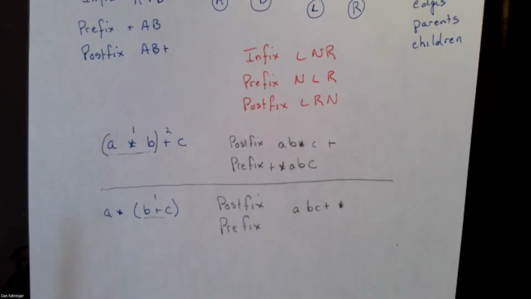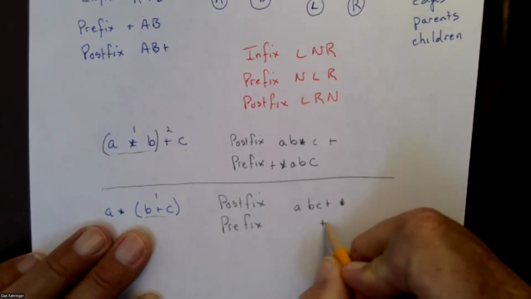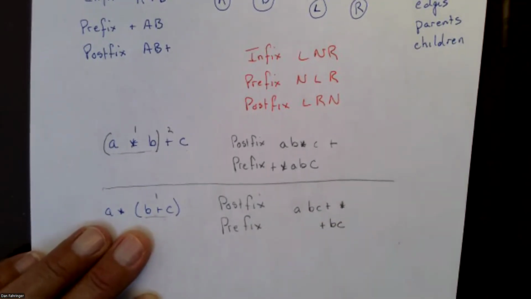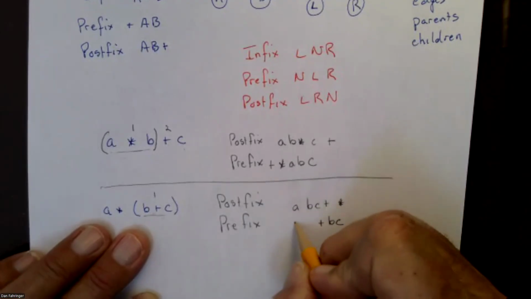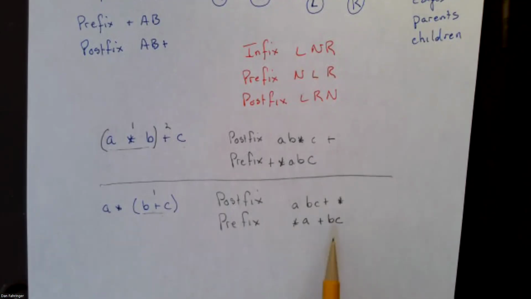Yeah, this is one of those light switches. Once it goes on, it's like, oh, I think I got it now. This guy gets done first, plus B C times A. Plus B C gets done first, so that becomes a unit. Then I move this operator in front of the first thing that gets multiplied times the second thing that gets multiplied. That being the second thing.